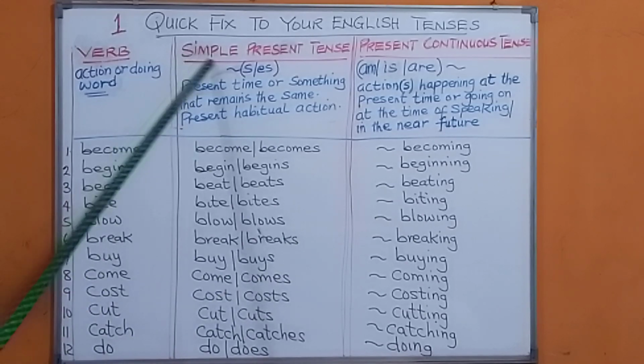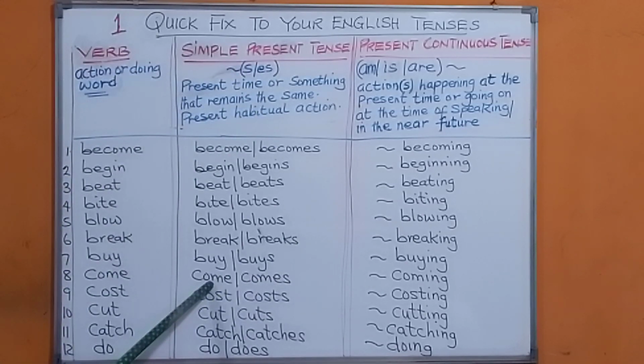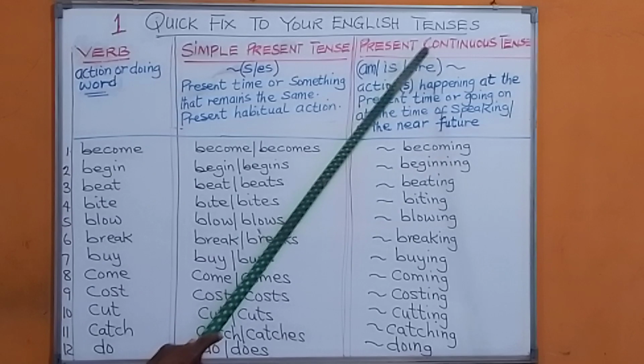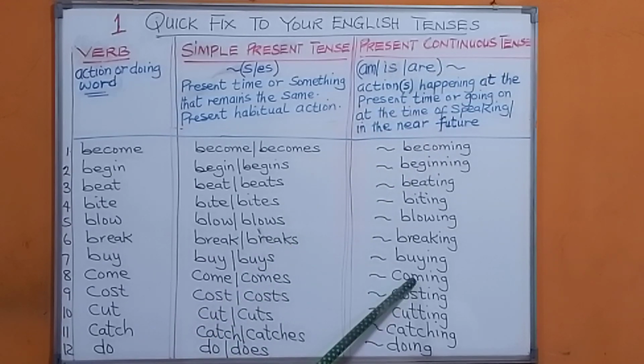Come. Present simple, the verb come. If there are many, you say come. We come here. They come here. Lamin and Funke, come here. If it's one, comes. She comes here. Lamin comes here. Okay? Sandra comes here. Simple present continuous, coming. I am coming. She is coming. We are coming.